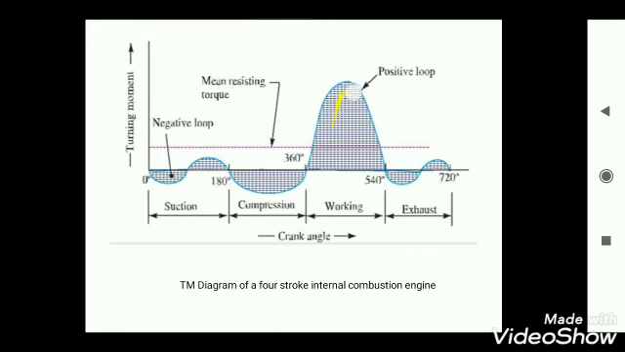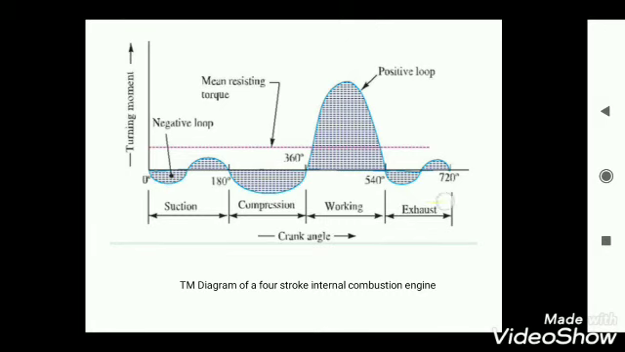In the power stroke, you can see up to over here the work is done by the engine itself, but there is still more surplus energy remaining, which is supplied to the flywheel and stored in the flywheel. The speed of the flywheel increases in the power stroke.